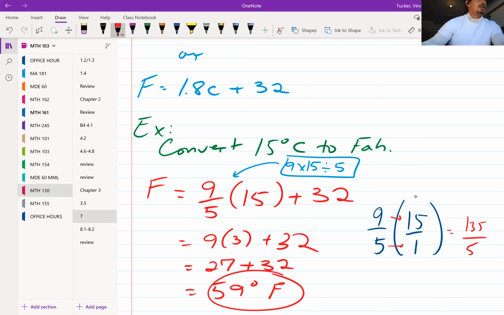Right. Okay. I got you. But either way, that 5 is going to divide into the numerator. It's just when are you going to do it? To make the multiplication easier, you did it first. Exactly. Understood.